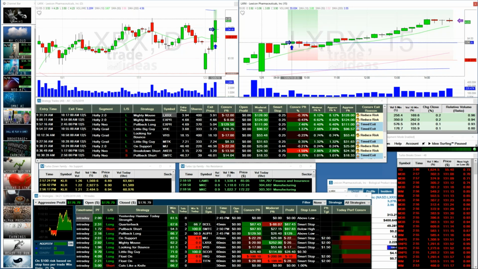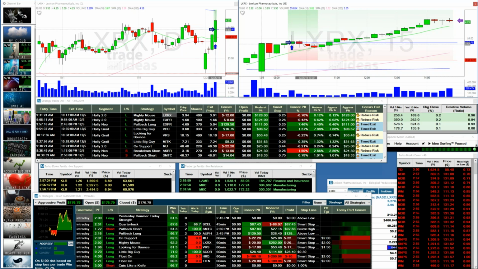This is a great example here. LXRX finished the day up 8%. Holly gets in it right here at 3.94, issues the signal, goes sideways for a minute, and look. Once again, pay attention to the green line, which is the 10-period SMA. That's the fast line. The stock actually pulled back a little bit from the time that Holly called the signal.